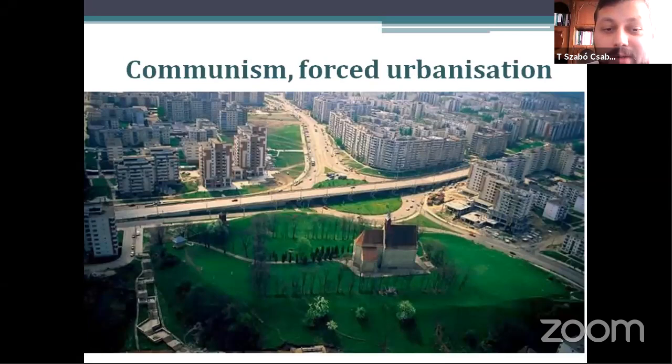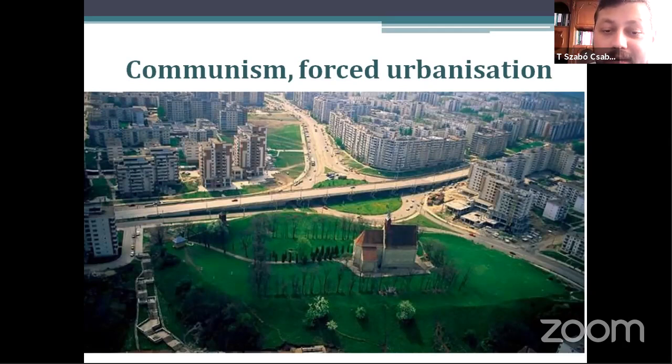In the communist period, of course, Ceausescu and the whole communist regime, for more than 50 years, tried to completely change the historical, demographic, and cultural landscapes of Transylvania. Massive urban destructions happened. Of course, it was part of the industrialization.